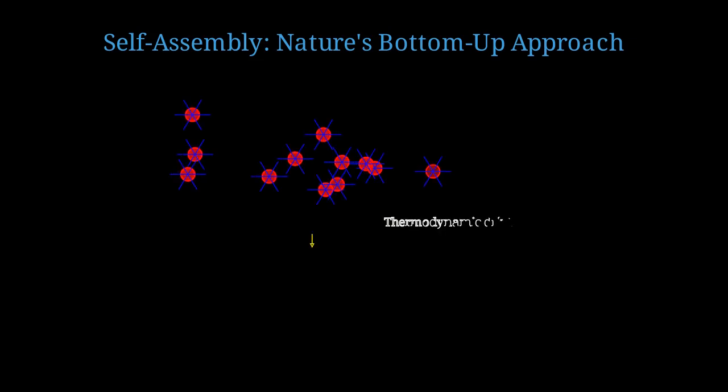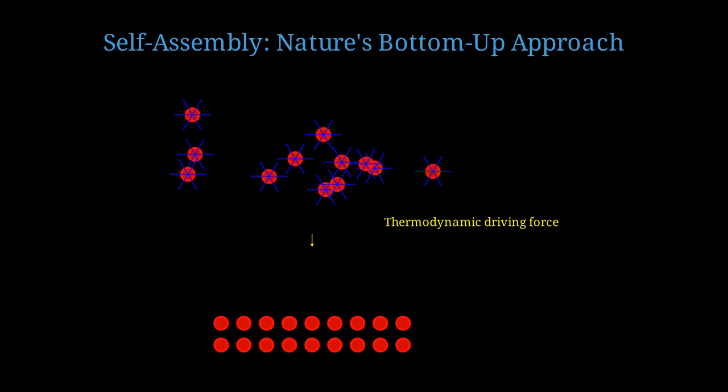Now we arrive at perhaps the most elegant fabrication method: self-assembly. Here we design molecules that spontaneously organize into desired nanostructures, guided by thermodynamics and intermolecular forces. Imagine amphiphilic molecules with hydrophilic heads and hydrophobic tails in water. They spontaneously organize to minimize free energy, forming micelles, vesicles, or bilayers. No external intervention needed, just thermodynamics.